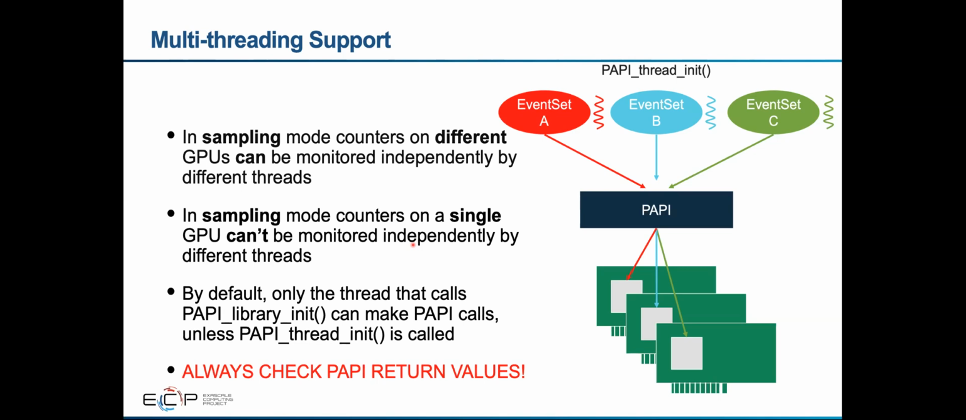In order to let the users know what is allowed and what is not, PAPI returns error codes every time 2 separate threads try to add events from the same device to their event sets while using sampling mode. So we warmly encourage our users to always check the return values to make sure that PAPI supports the expected functionality. In intercept mode, on the other hand, it is perfectly fine to have 2 threads monitor the same device because the kernels will never run at the same time and will be serialized. So there is no conflict in this case.